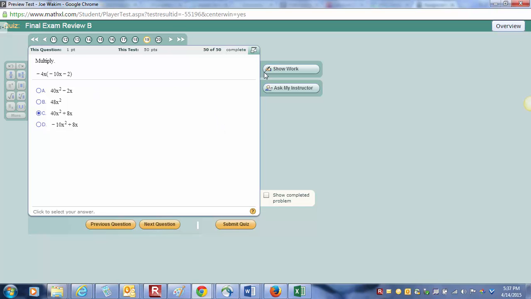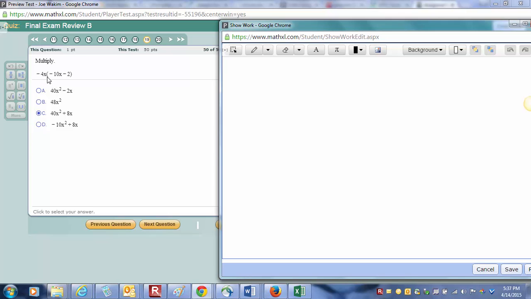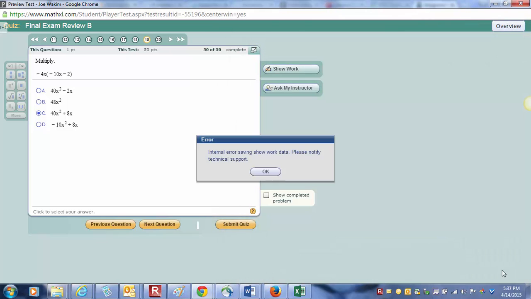We want to multiply. So let's go ahead and multiply. If you multiply negative 4x times negative 10x, negative times negative is positive. 4 times 10 is 40. x times x is x squared. Then negative times negative is positive. 4 times 2, 8x. That's why C is the correct answer.